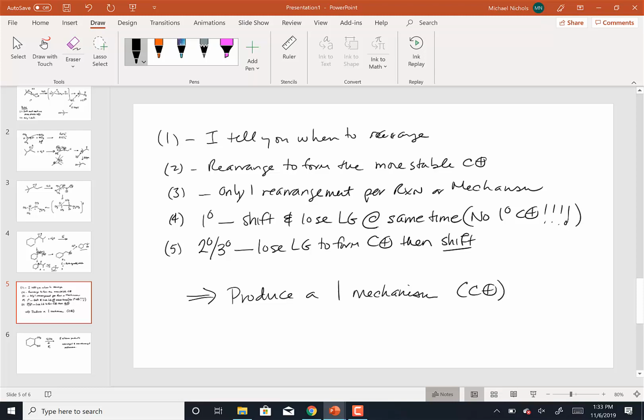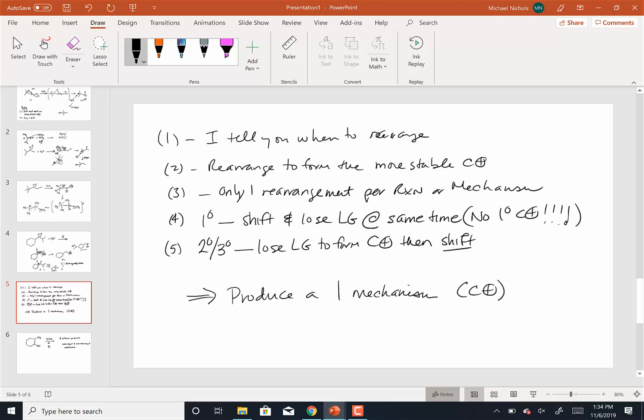And then in a secondary, or if you can come up with a tertiary system, which I will next semester, I believe, then you lose the leaving group to form the carbocation, then you shift. So if we're in a secondary system and we can form the carbocation, we will always do that.